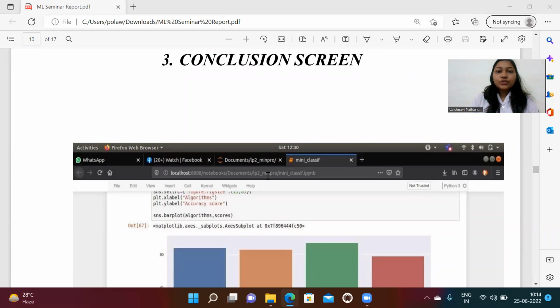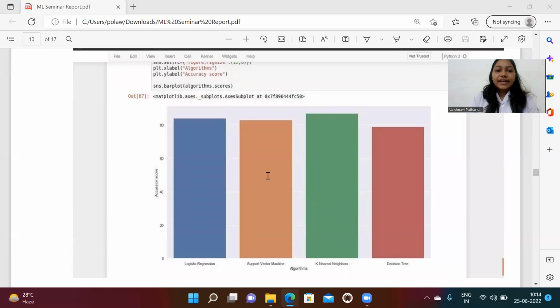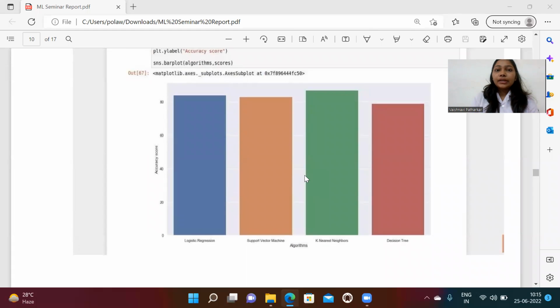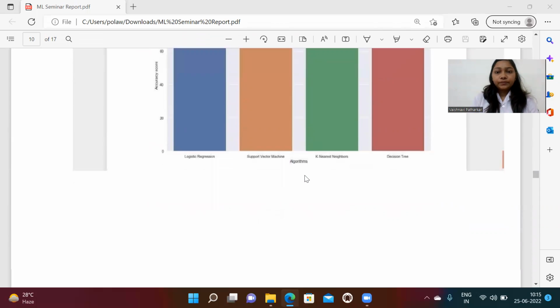So this is our conclusion screen. As the diagram shows, it is the representation of the accuracy scores of all algorithms' output. And now we can choose the best algorithm for the prediction. As observed, that could be KNN, because it gives maximum accuracy.